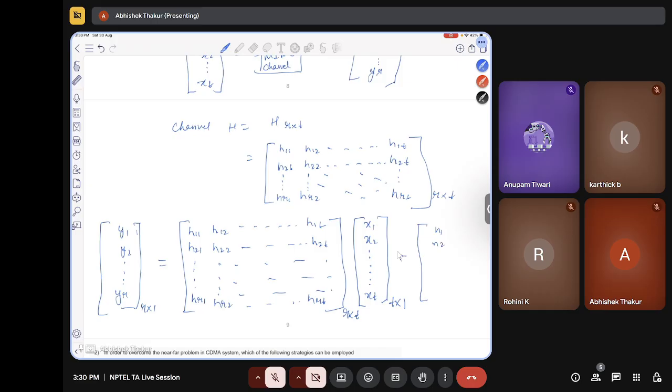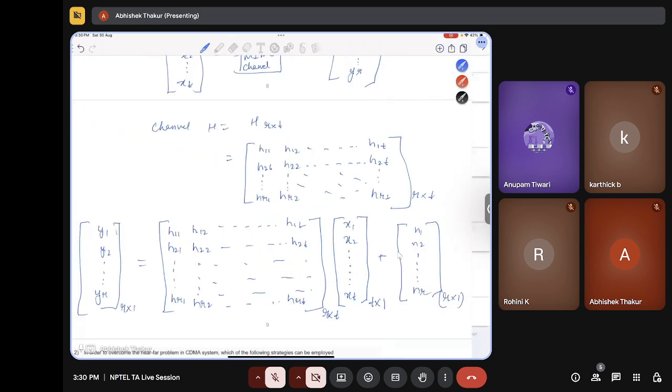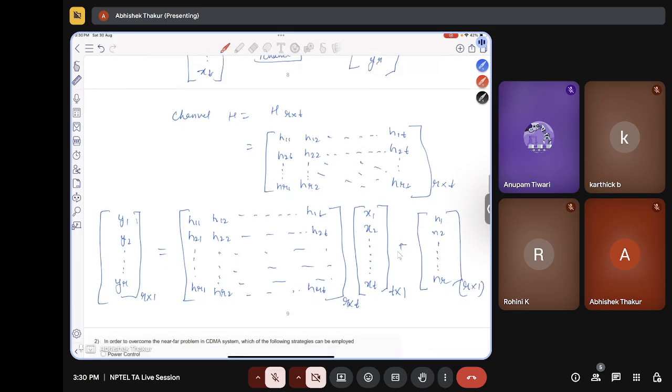Noise is with R receivers, so it will be added at all the receivers, N1 to NR. So again this will be R cross 1. So this is important: the received symbol is R cross 1, the transmit symbol is T cross 1, the channel matrix is R cross T, and the noise vector is R cross 1.